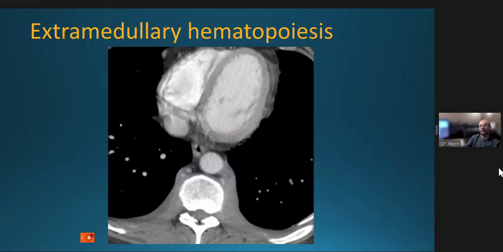This condition can be unilateral or bilateral, can appear as a homogeneous soft tissue mass, which enhances with the contrast, but over a period of time, this undergoes decrease in size and undergoes fatty involution. So in the chronic cases, you can see fat within this soft tissue region. So this is an example of extramedullary hematopoiesis.